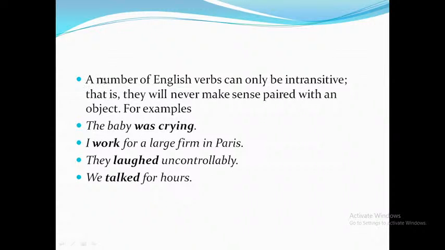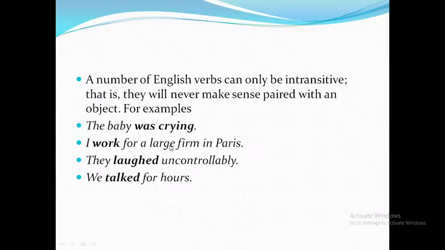Okay, so children, always you focus on this one. A number of English verbs can only be intransitive. That is, they will never make sense paired with an object. For example, the baby was crying. So here you will not find any object. So this is an example of intransitive verb.